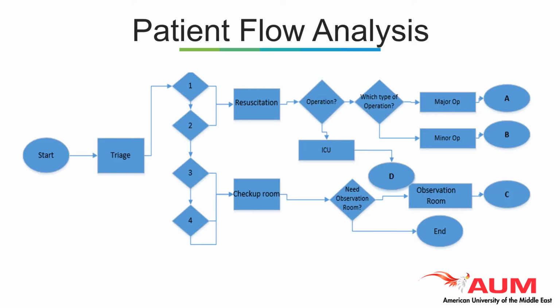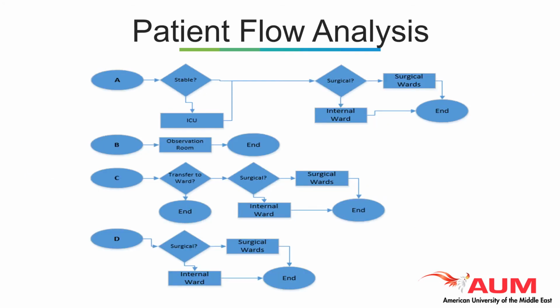Moving on to the patient flow analysis. As patients enter the triage room from the emergency department, they will be categorized under the 5 levels according to their severity levels. From that, they will be moved to the other departments of the hospital. And this is the continuation of the patient flow analysis.